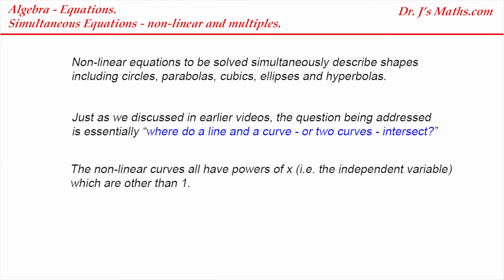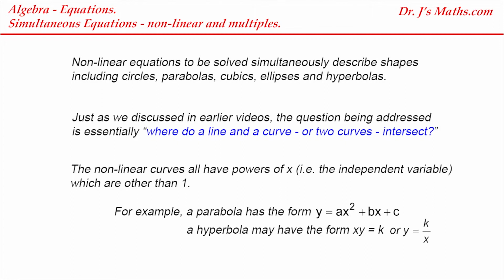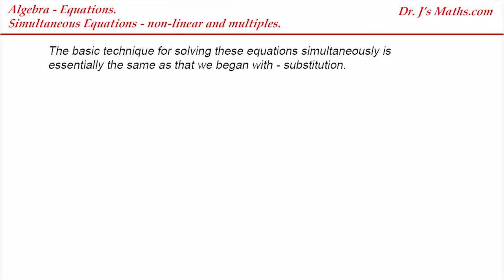The nonlinear curves all have powers of x, i.e. in the independent variable, which are other than 1. For example, the parabola has the form y equals ax squared plus bx plus c, so the degree of that equation is 2. The hyperbola may have the form xy equals k or y equals k over x, in which case the power of x is going to be minus 1, depending on where you write it. The basic technique for solving these equations simultaneously is essentially the same as that we began with, that is, substitution.